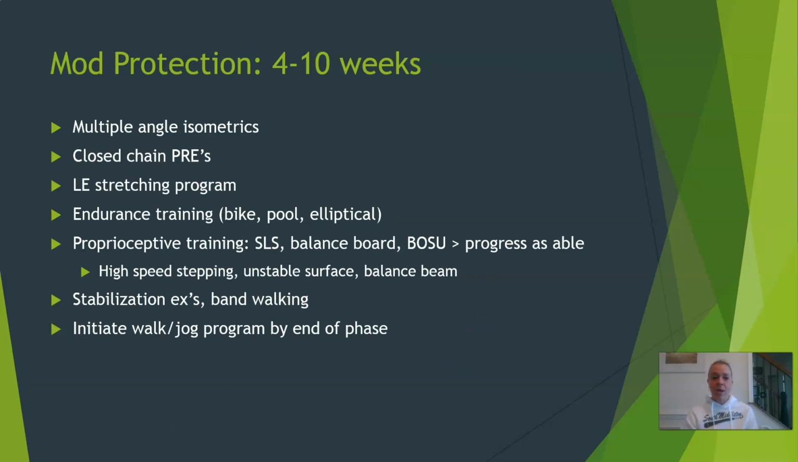We'll add multiple angle isometrics and then progress to some more closed chain progressive resistive exercises. Continue to do a lower extremity stretching program, so making sure things like the hamstrings, the calf, the IT band all remain nice and flexible. Begin to do some endurance training like the bike, the pool, the elliptical, so again protecting that knee to some degree. We want to focus a lot on proprioceptive training during this point. So begin with some single leg stance activities. We can work on the balance board, the BOSU, and progress all of those things as we're able.